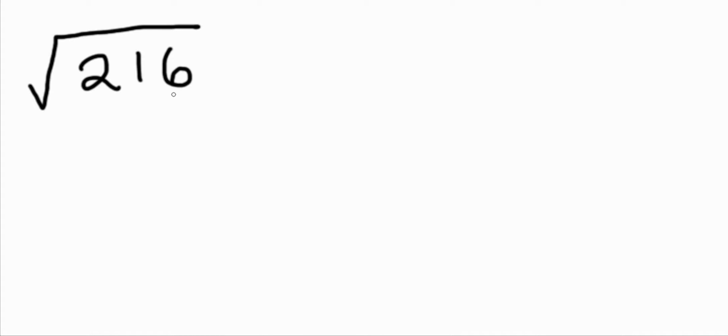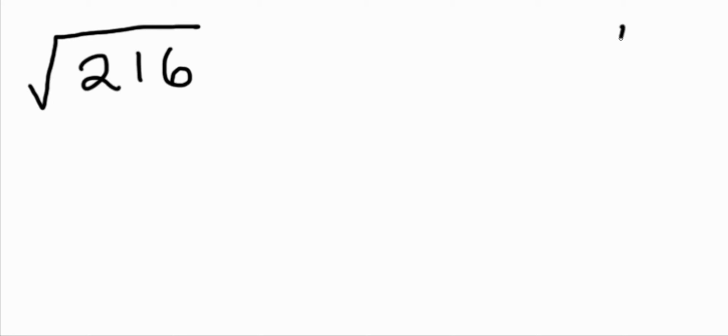What if it wasn't that easy? What if we were given radical 216? This one looks a little harder. There's no 5 right here at the end, so we don't think that 25 goes into it. We're not sure. I always like to start by writing our perfect squares along the side somewhere. So let's put them over here.